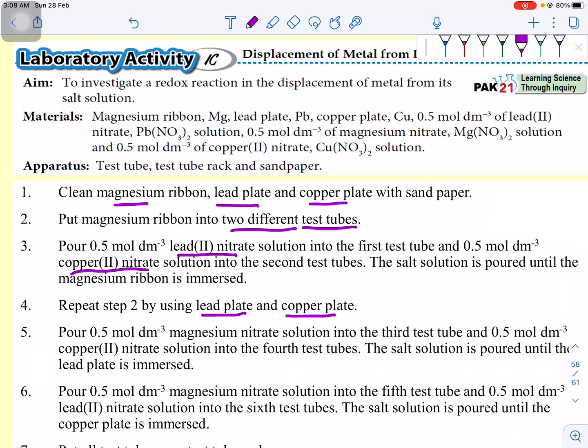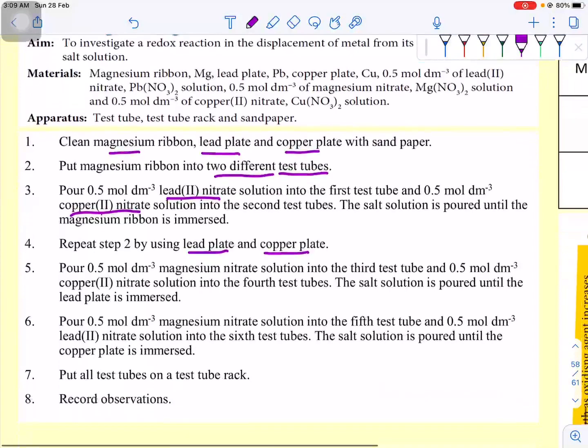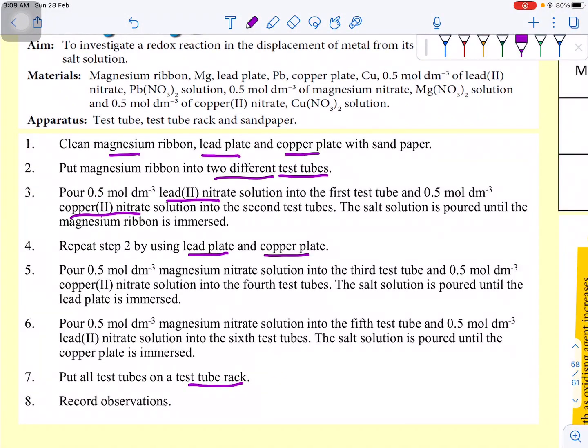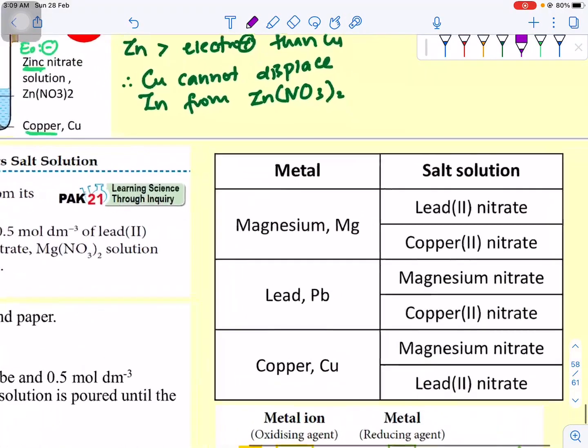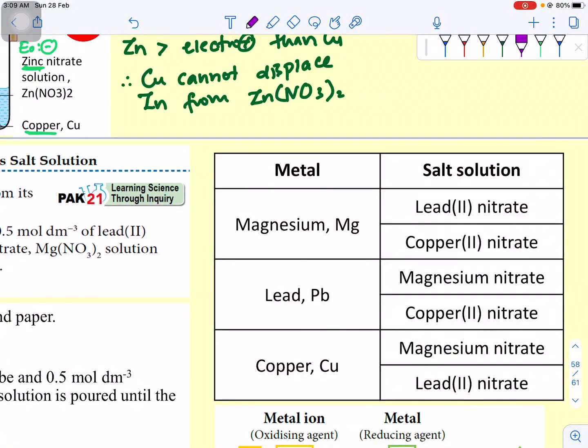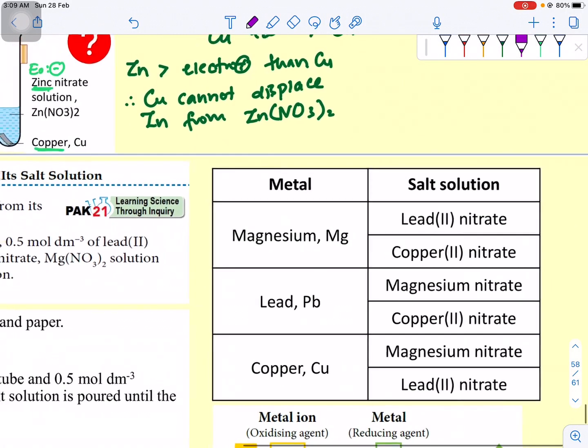Meaning that kita akan ada 6 test tube lah. Dua letak magnesium, 2 letak lead, 2 letak copper. Okay, and then kita letak atas test tube rack and then we observe. Okay, so this is pasangan dia, magnesium dengan lead nitrate. Okay, displacement occur or not? To know about this, okay, apa yang kita perlu buat?